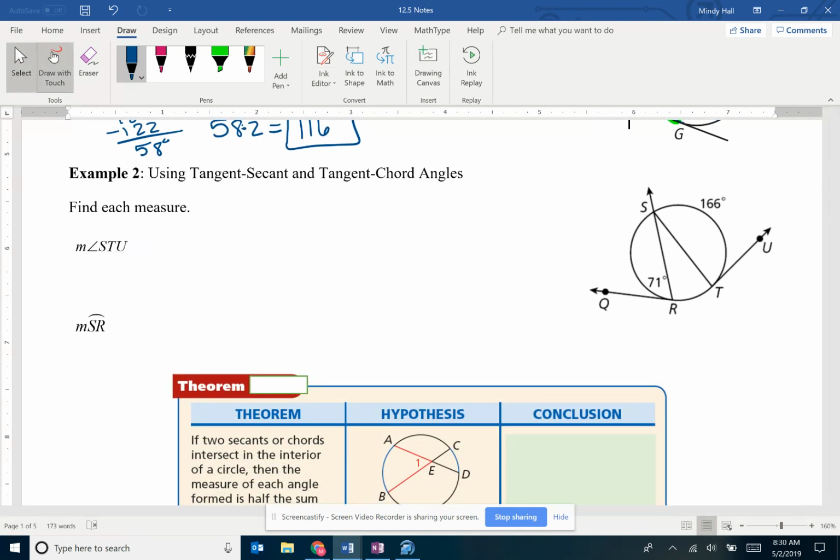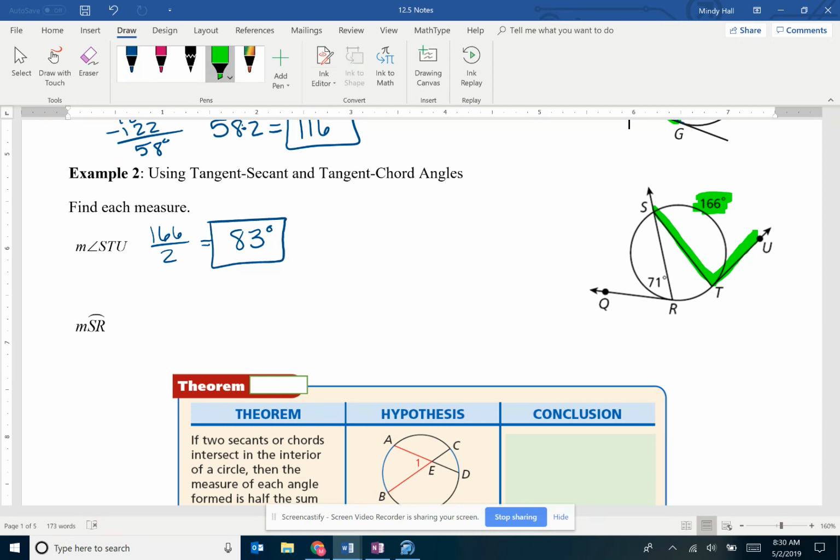So same idea, different problem. If we want to find angle STU, we'd go S to T to U. And if you notice, we were looking at this 166 degrees. So because we're going from the big arc to the smaller angle, we're going to be dividing by 2. So 166 divided by 2 is 83 degrees.